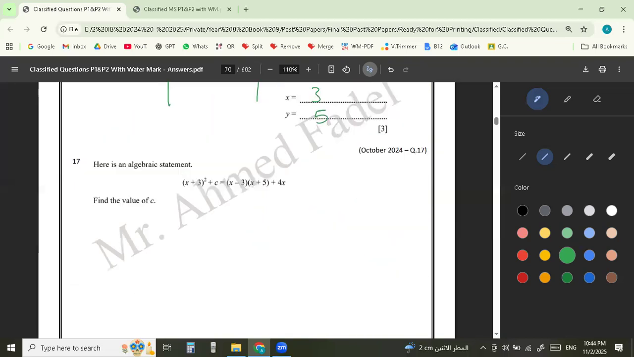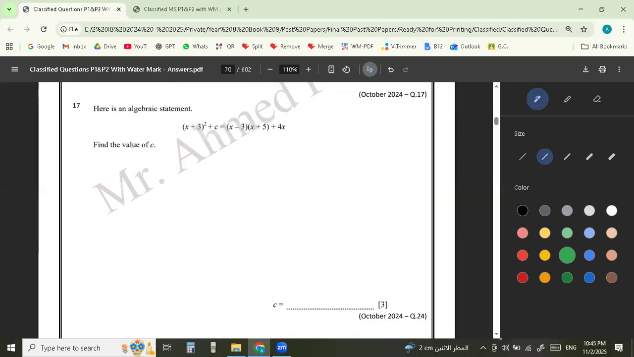Here, find the value of c. No problem, so I'm going to expand. I do not know, Mr., what I'm going to do, but I'm going to just do what I can do, which is to expand and simplify, and I will see what will happen.